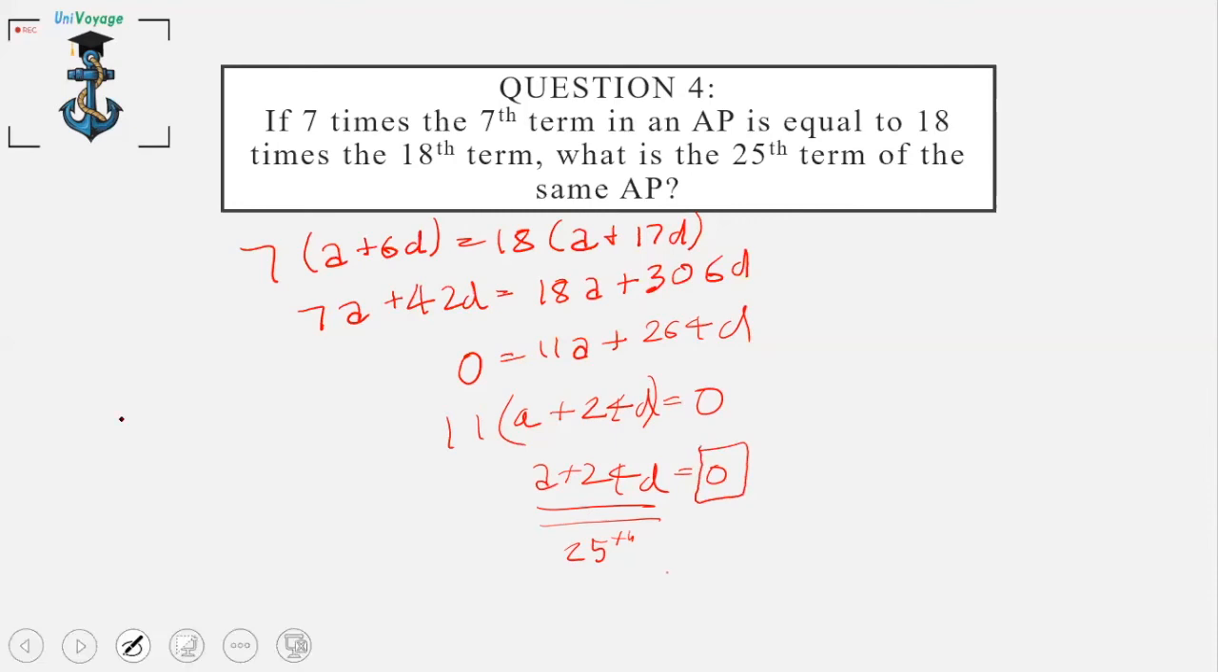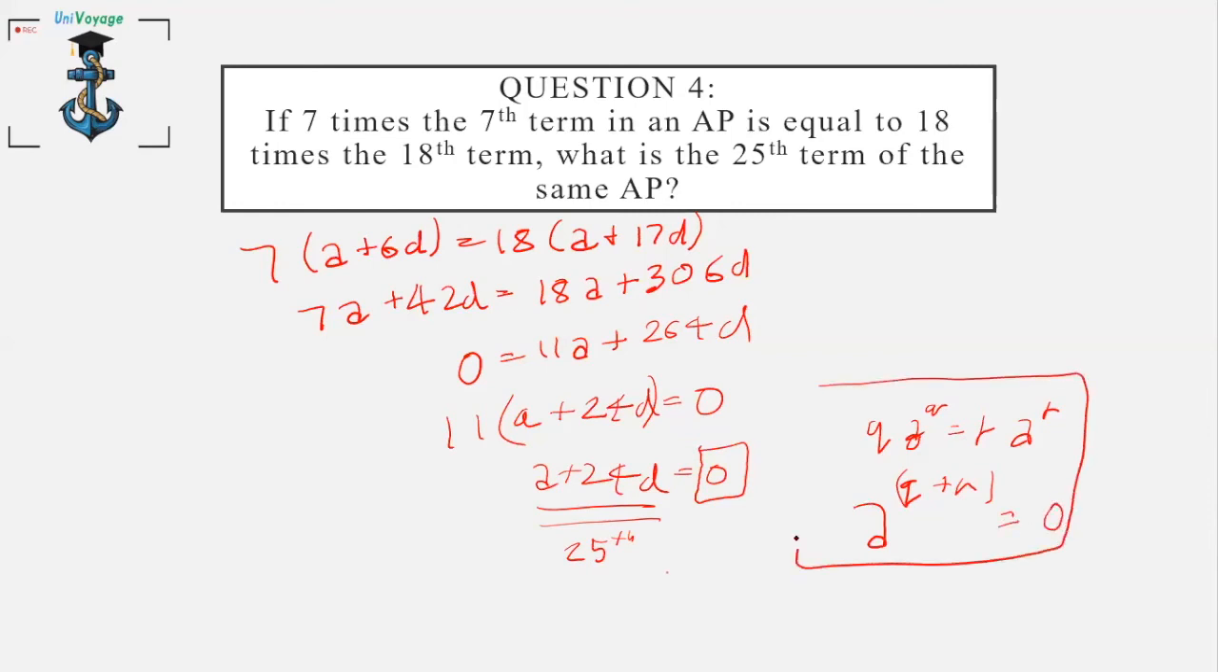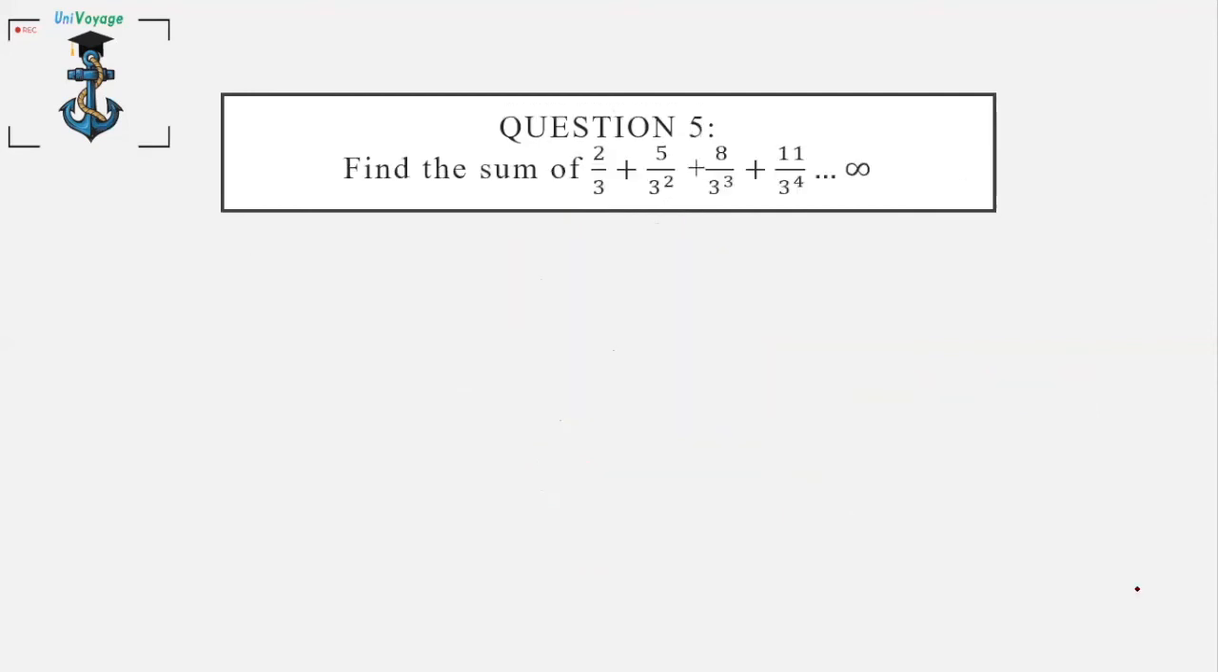So you can actually generalize this question. Let's say if q times the qth term is equal to r times the rth term, then if you're asked the q plus rth term of the same AP, it is always going to be equal to 0. Okay, let's go to the next question.